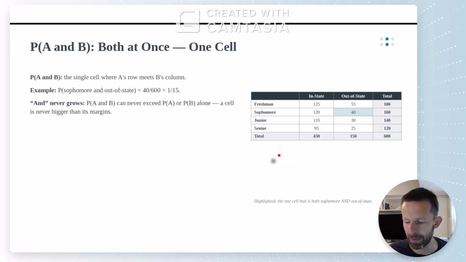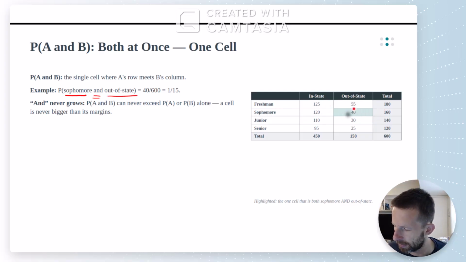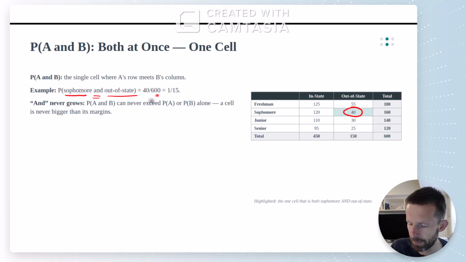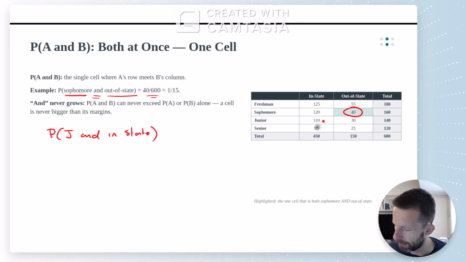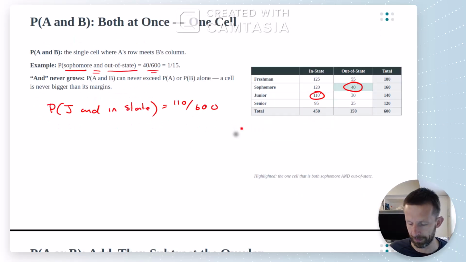Probability of A and B, things happening both at once. So for example, the probability someone is a sophomore and out of state. So I want sophomores that are out of state. There's 40 sophomores that are out of state, so 40 out of 600. If I want the probability that someone is a junior and in state, so juniors in state, there are 110 out of 600 of those.